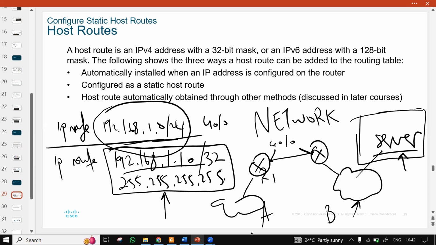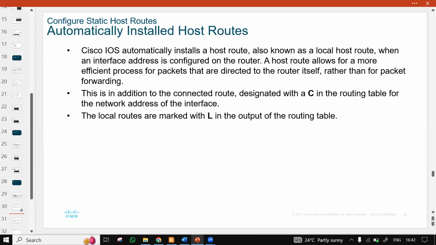So instead of having a path that first reaches the network, and then the network identifies where the server is, we have a path that goes directly to the server. Instead of going to the network, you go directly to the server. That's why we have host routes. We also have automatically installed host routes.